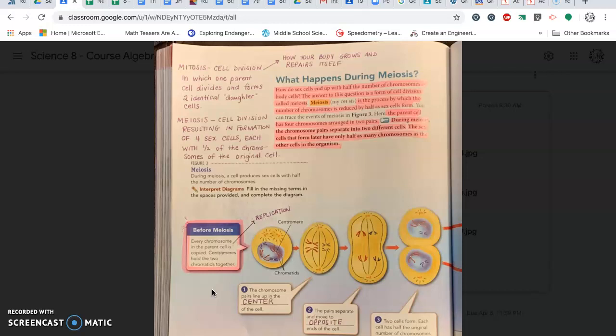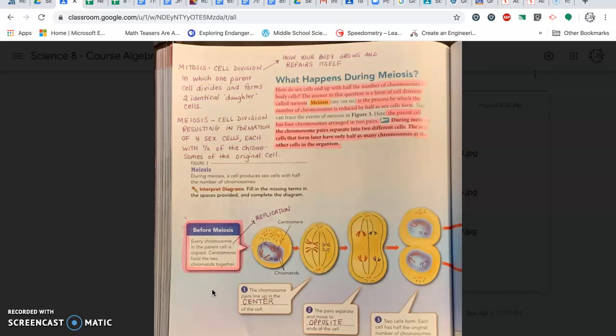Meiosis is different in that the point of meiosis is to ultimately form 4 cells with half the DNA, with half the number of chromosomes, so that when they combine in sexual reproduction, you end up with the right number of chromosomes in the resulting organism. Okay, so in meiosis, they both are cell division.